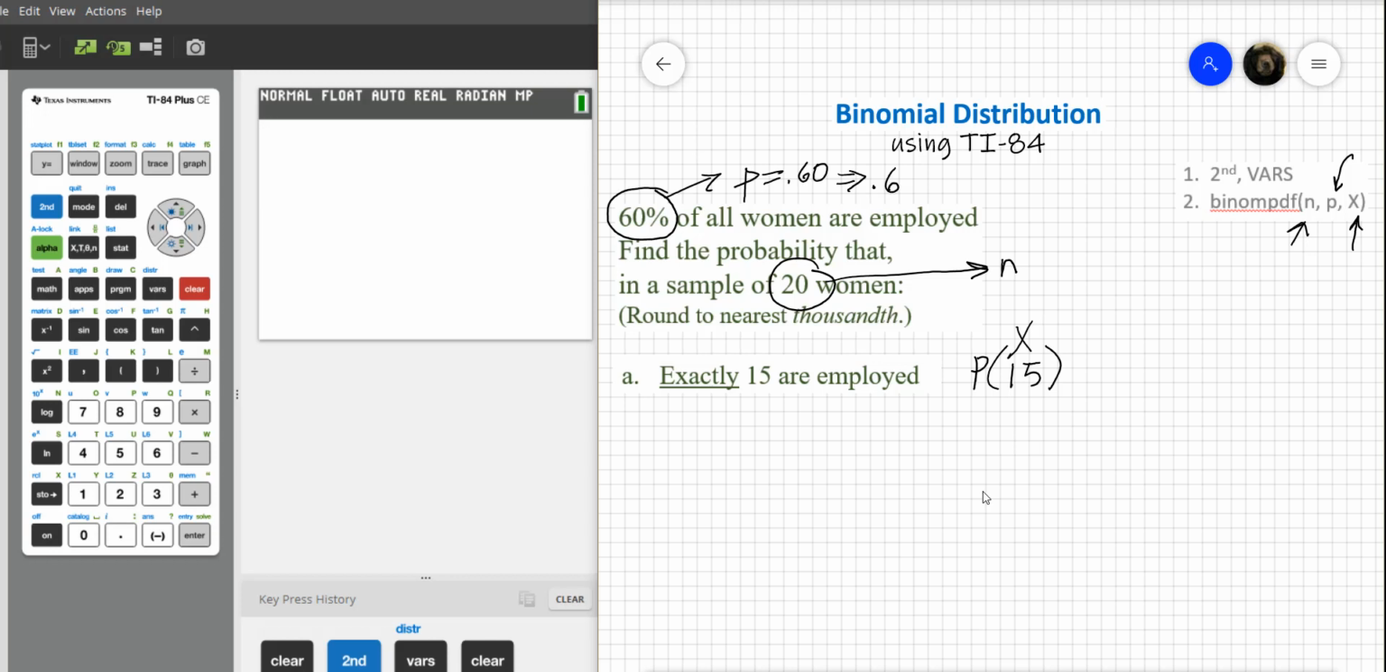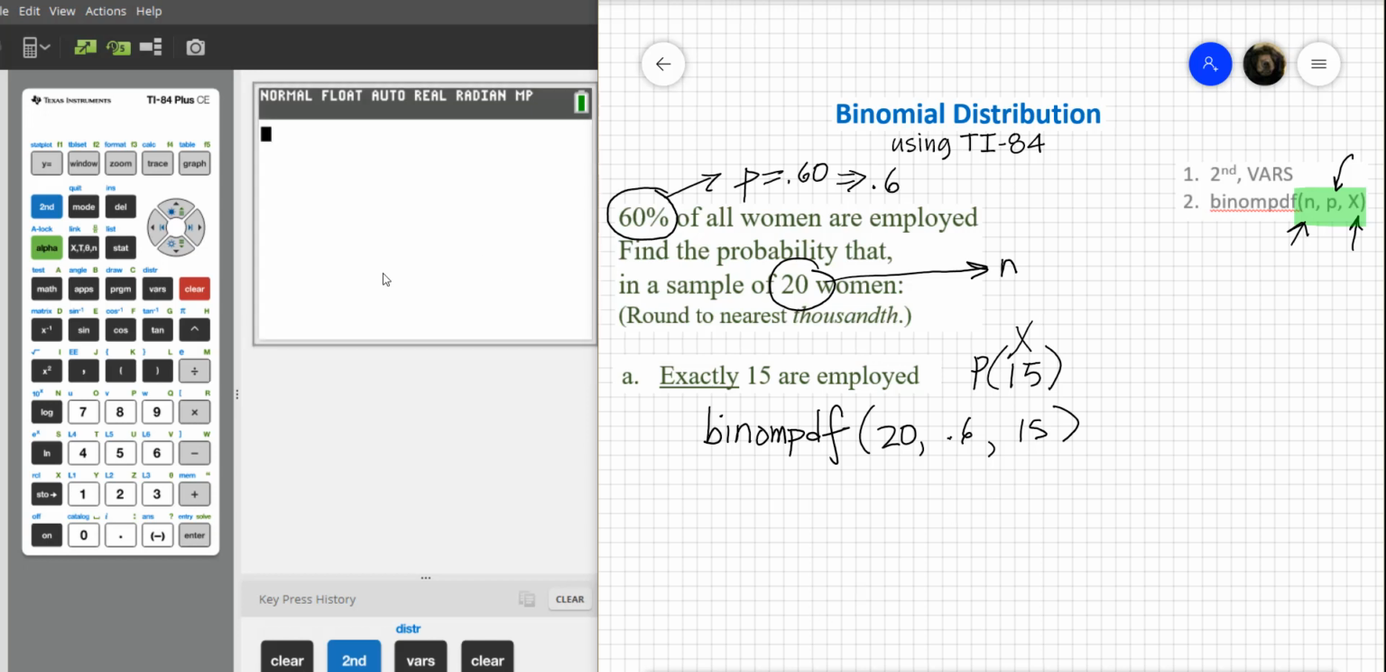The work you would show is that you would write the function binomial PDF, open a parenthesis. I'll make the n comma p comma x specific to the example. It would be 20 comma 0.6 comma 15 close parenthesis. Then in the calculator, I'll follow the instructions.